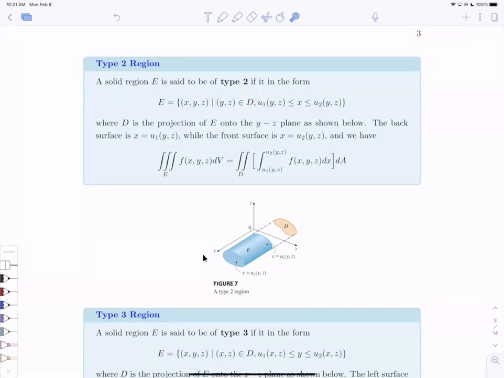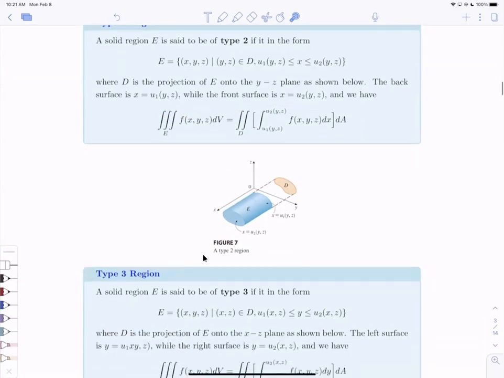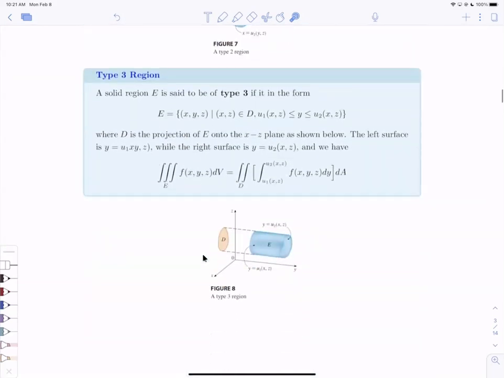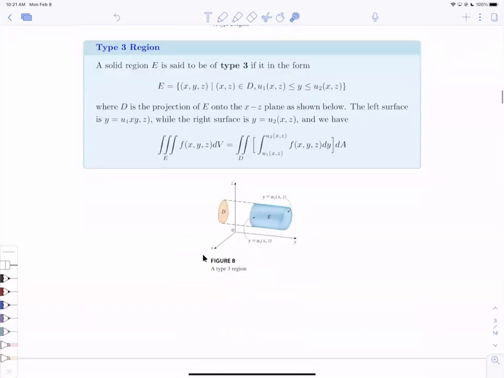So x will be in between u1 and u2, just like this. Okay, and this is the formula to compute it. And lastly, we will have the xz plane. So if (x, z) is in D, then y is going to be in between u1 and u2. And then you would have the xz plane.